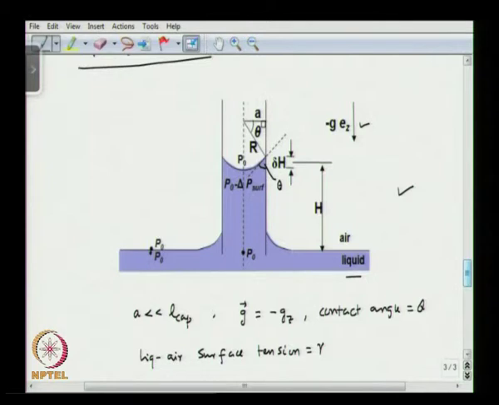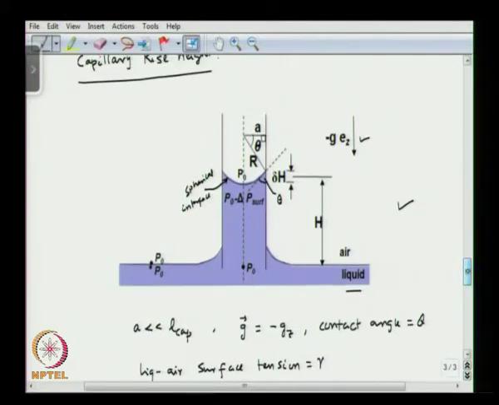So, this is what is shown here. This is a spherical interface. So, if you look at the geometry, this is the radius of this sphere, okay, and A is the capillary radius, R is the radius of this interface, okay.